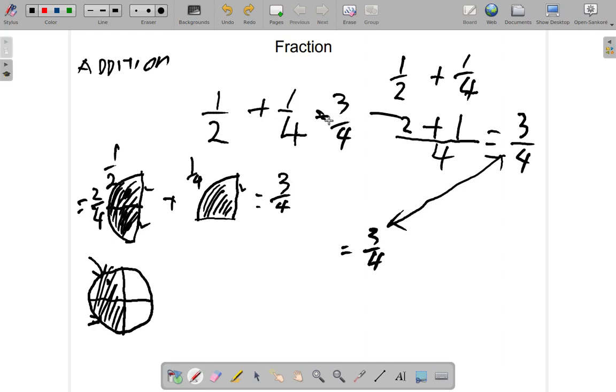Alright? So that's one case, adding a half plus a quarter. Next time we will try another example.